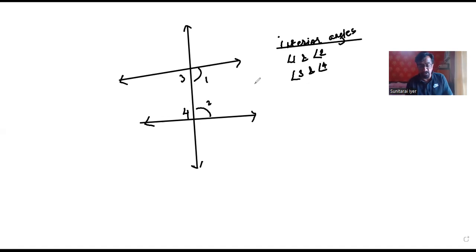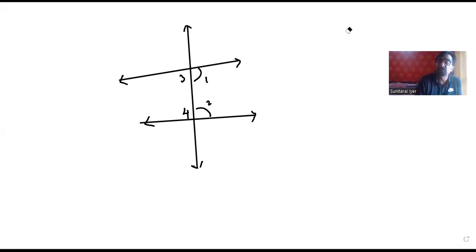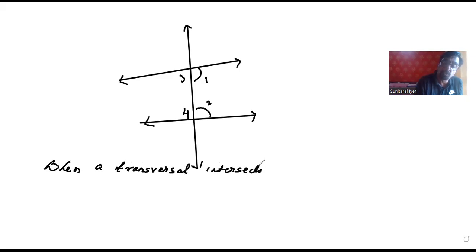So when a transversal intersects two coplanar lines, two pairs of interior angles are formed. Are you getting me here? So remember, children, when a transversal intersects two coplanar lines, I'll just write it here like a note. Try to understand this, okay? Remember, when a transversal intersects two coplanar lines.